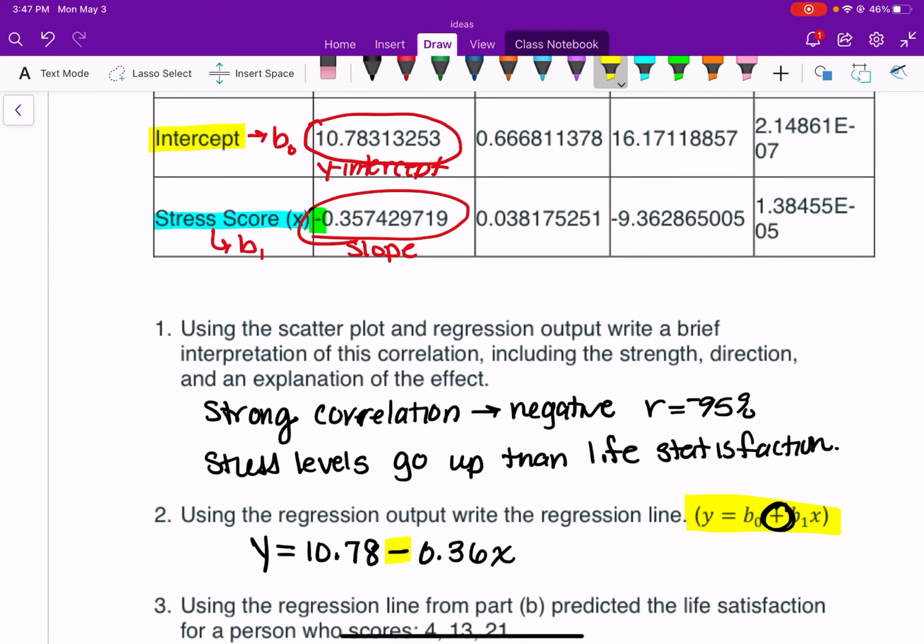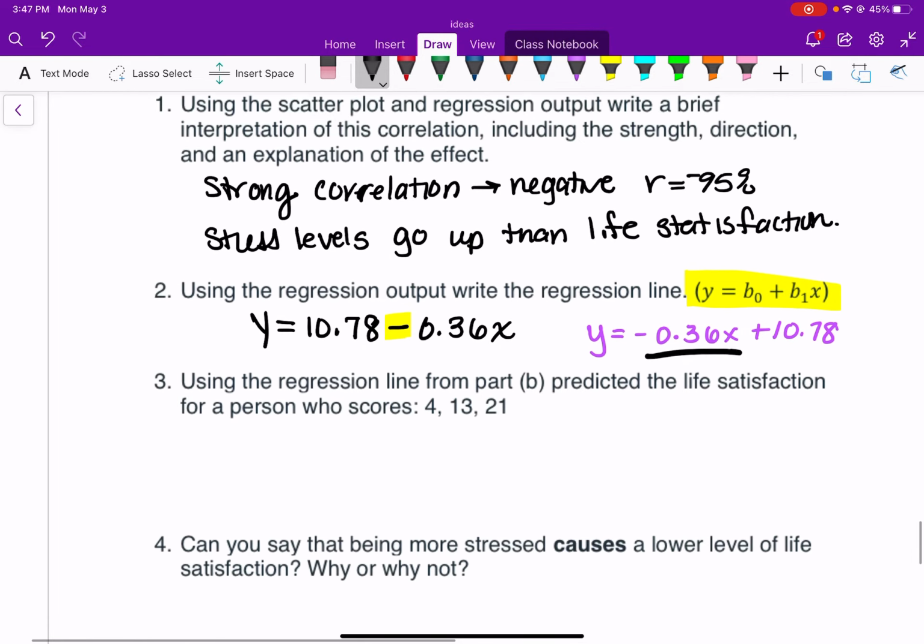I also had another, just kind of as a side note, I did have one other person do this one where they switched it around and they said y equals negative 0.36x plus 10.78, and that is completely correct as well. Either one of those answers is correct. If you modeled it after what I had here on the paper, then that was fine. But if you wanted to do it like we do in the actual math classes here, and you want to do the x first, that's perfectly fine as well. Either one of those answers is correct.